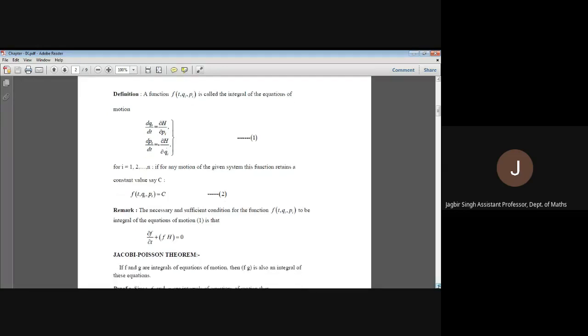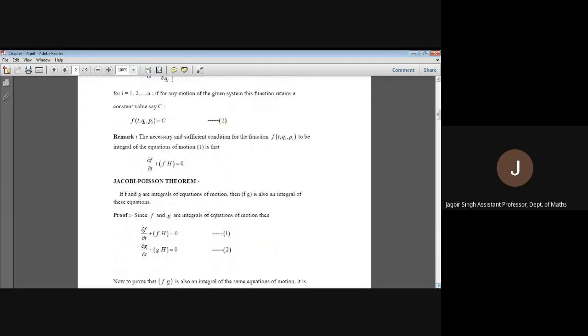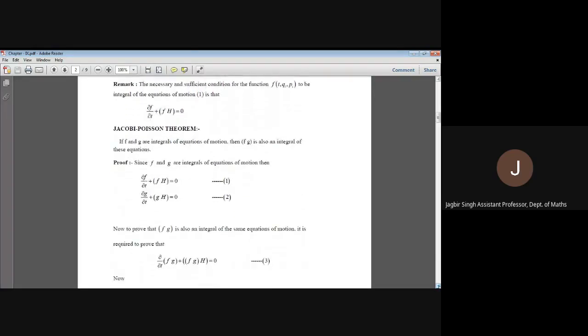Okay. Now, the Jacobi-Poisson theorem states that if f and g are integrals of the equations of motion, then their Poisson bracket is also an integral of these equations. If two functions are integrals, then their Poisson bracket is also an integral of the equations. So if f and g are integrals of the equations of motion, then according to the remark, equations 1 and 2 are satisfied: ∂f/∂t plus [f, H] will be 0 and ∂g/∂t plus [g, H] will be 0.